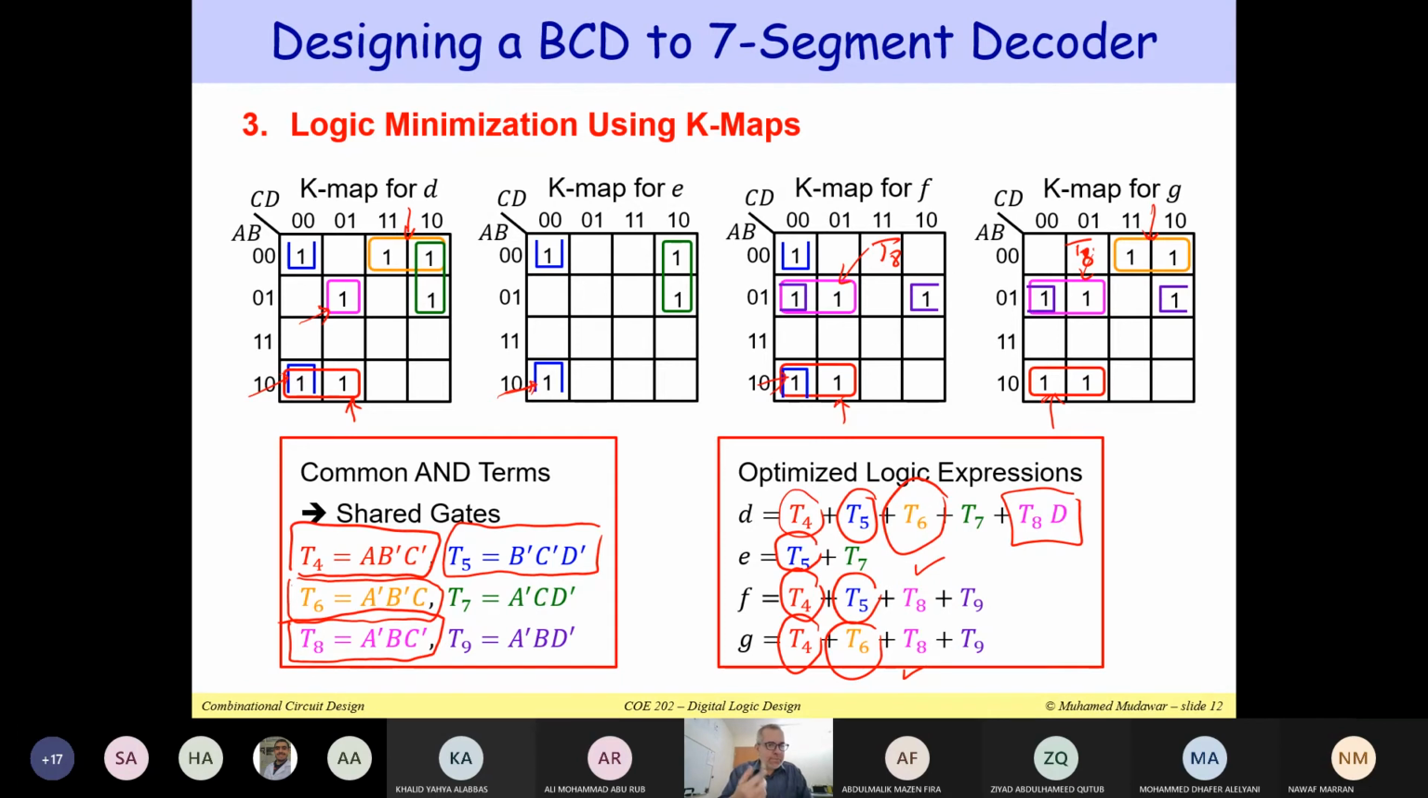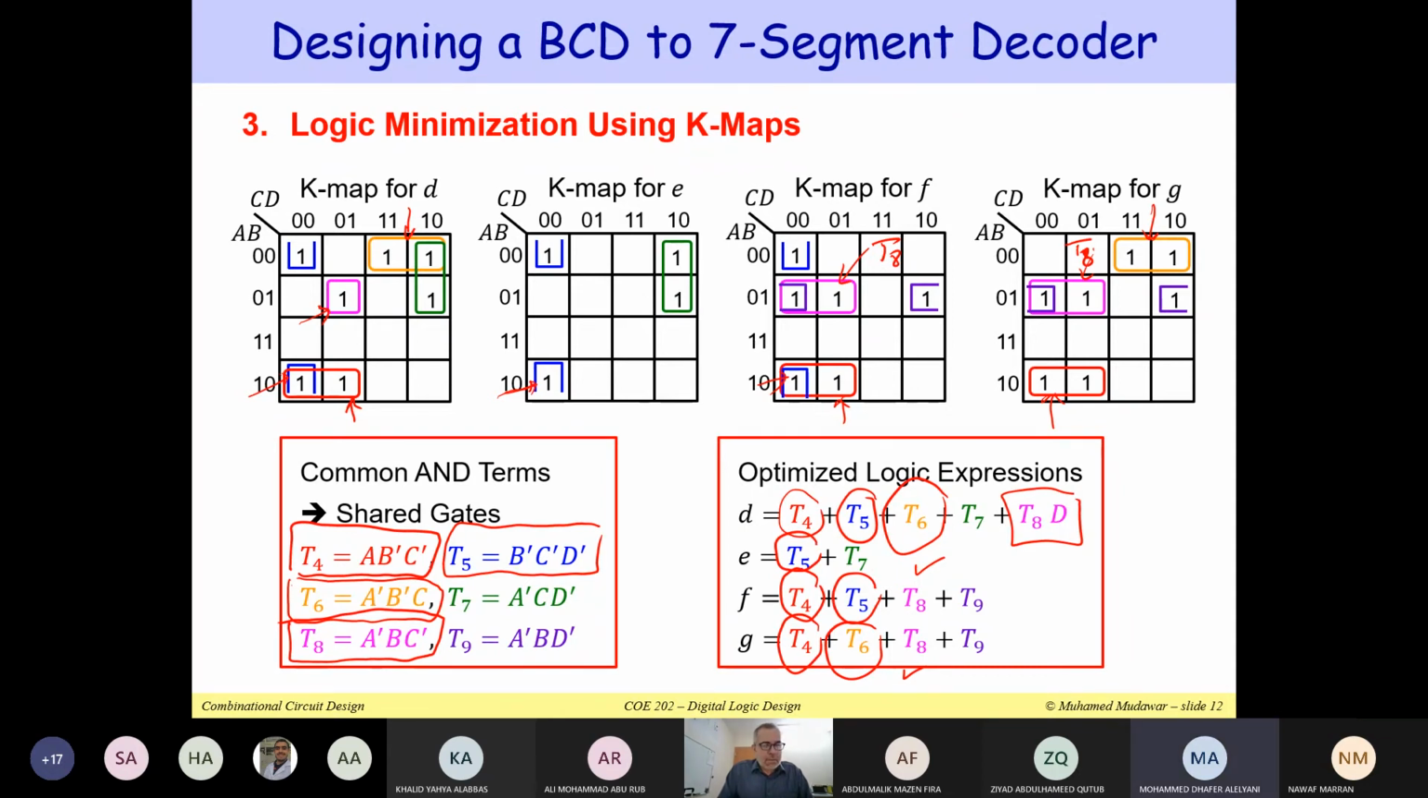So when you write the minterm algebraically, you will find it is T8 and D. And T8 is nothing but A prime, B, C prime. Okay? Did you get this?